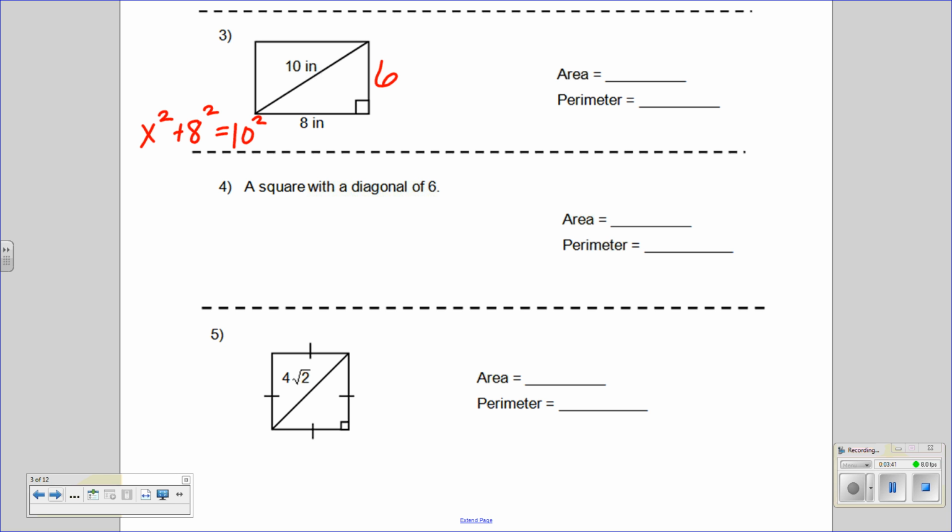Or you can do Pythagorean theorem and work it out. So my area is going to be length times width, which would be 48. In this case, we have inches, so this would be inches squared.